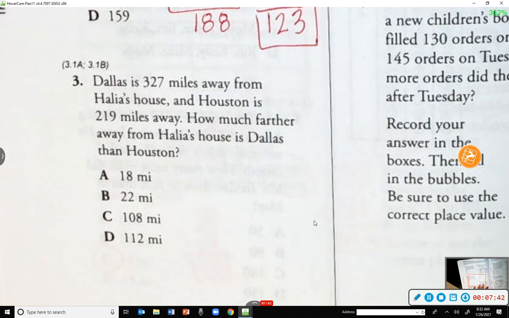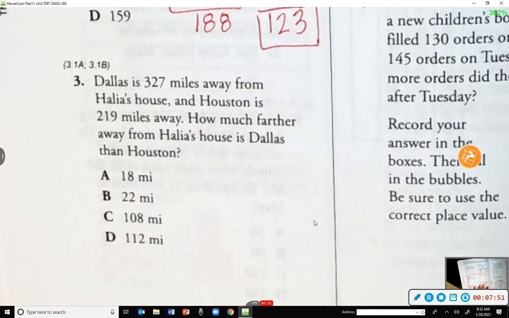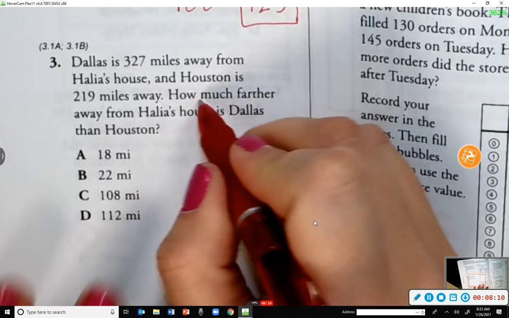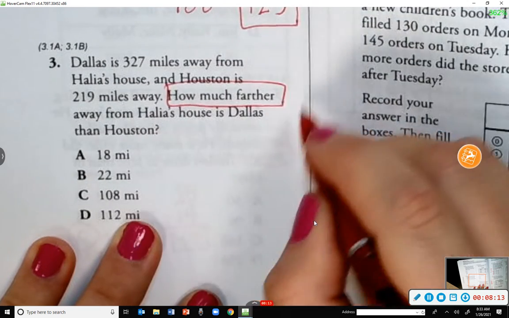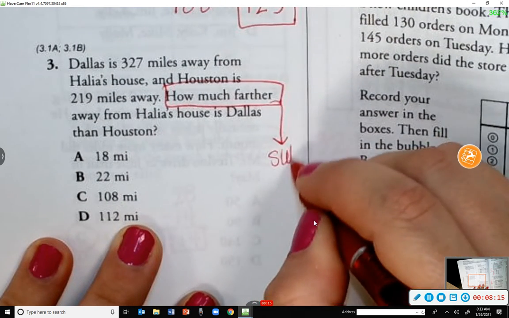Okay, so number 3. Dallas is 327 miles away from Halia's house, and Houston is 219 miles away. How much farther away from Halia's house is Dallas than Houston? Okay, so let's read that question one more time. How much farther away from Halia's house is Dallas than Houston? What does that mean? How much farther? Very good, Bryson. Subtract.